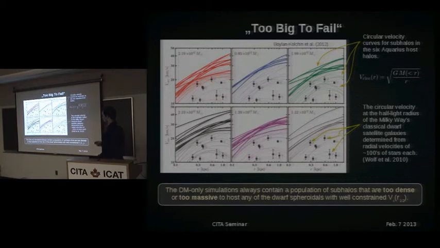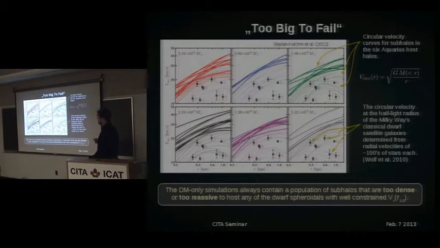So that's good. But the problem really comes when you look in the upper regions. There always seems to be a population of subhalos predicted in the simulations that are too dense or too massive at that radius to host these kinds of dwarf galaxies. These are the lines plotted here in solid lines. In every one of these cases, there seems to be some population of subhalos that are too massive to host them. So that's referred to as the too big to fail problem.